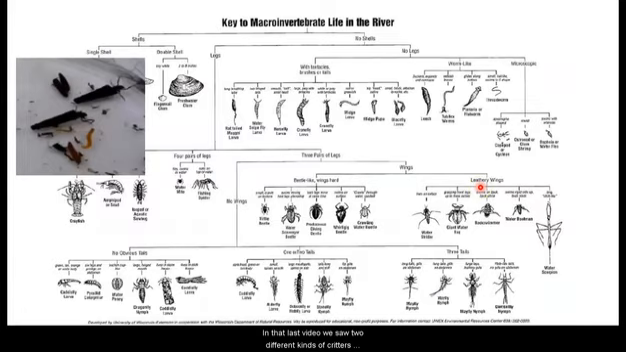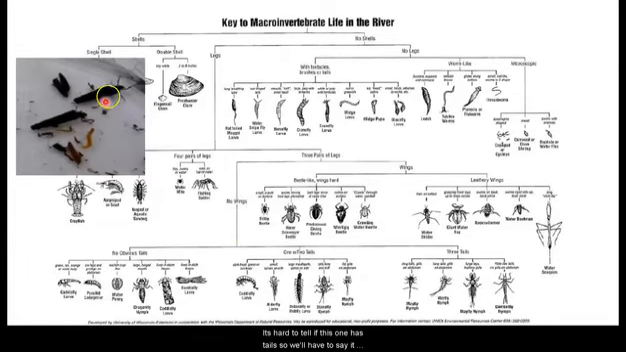In that last video, we saw two different kinds of critters. They're similar, but one has a little house structure, like you see here, and the other just looks like a little worm. But if you look closely at that little worm, you will notice that there are actually legs on there. So it does have legs, does have 3 pairs of legs, and no wings.